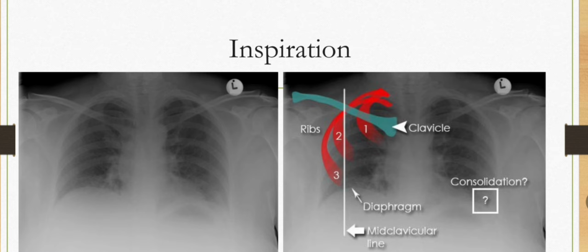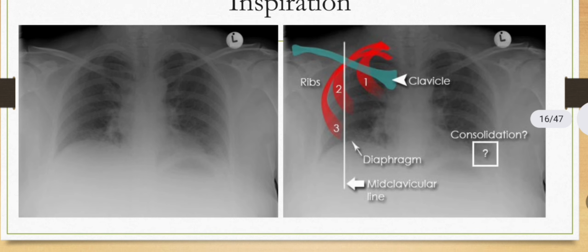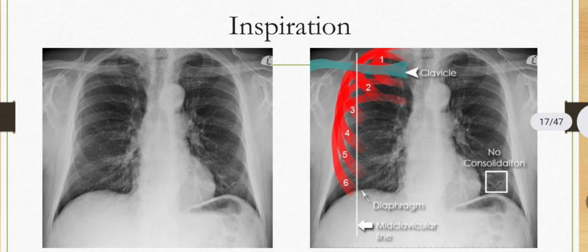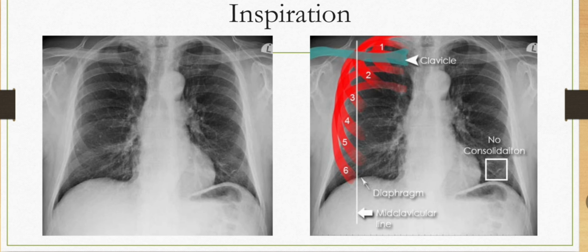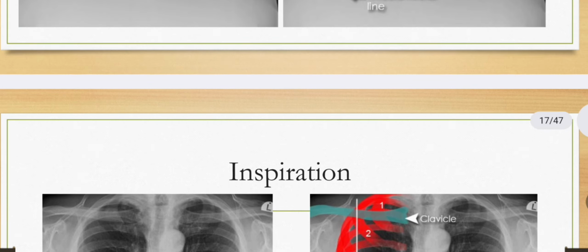Inspiration. The diaphragm is moving above, with no consolidation, clavicle, ribs, and this is basically a posterior-anterior view. Inspiration: 1, 2, 3, 4, 5, 6. Diaphragm, midclavicular line, no consolidation.